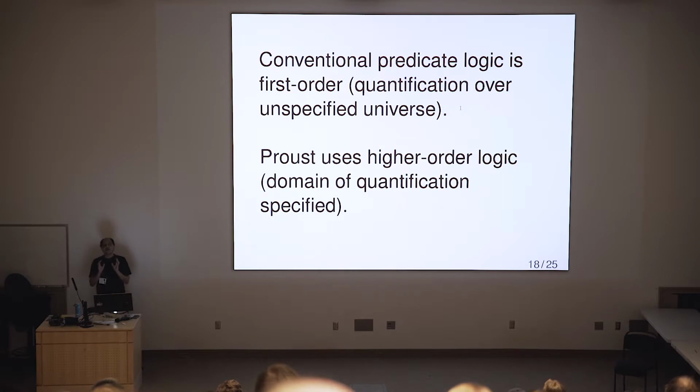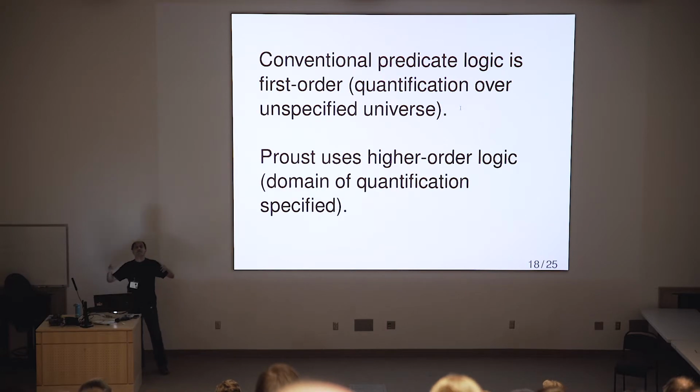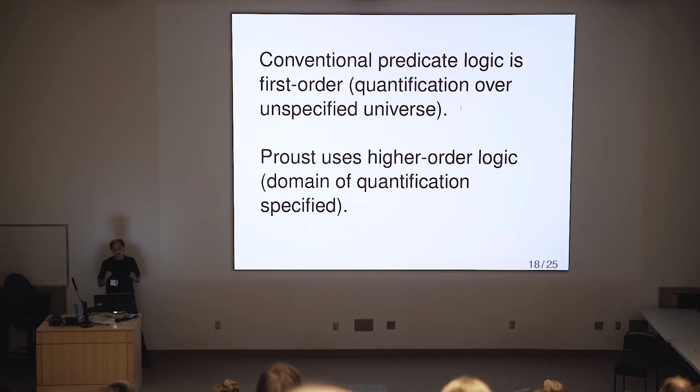Conventional predicate logic is first-order logic. That is, we quantify, we say for all x, but we don't say what x is. We quantify over some unspecified universe. What the universe is shows up in the semantics, in the interpretation. And there's no way to nail that down exactly in the language of logical statements.